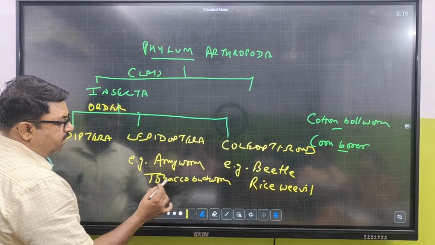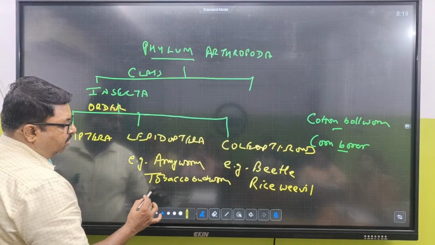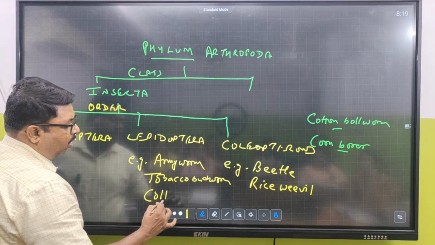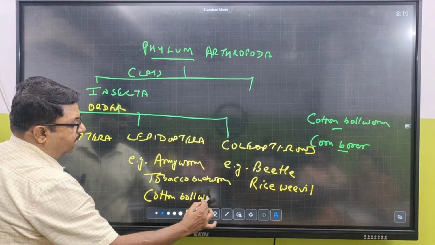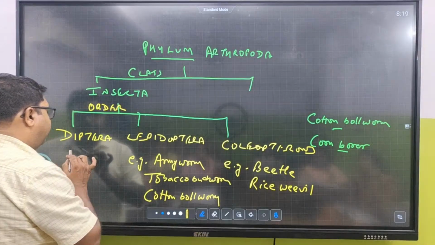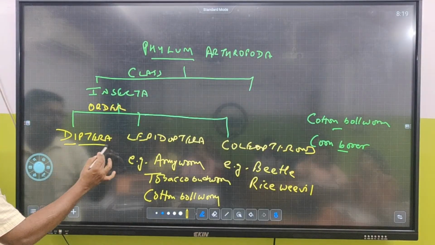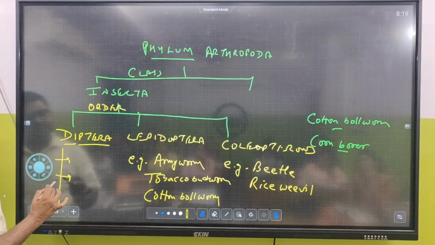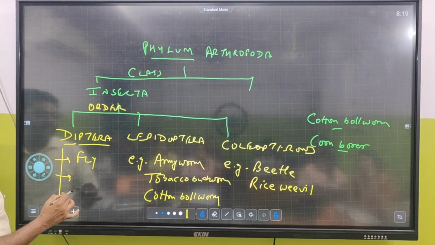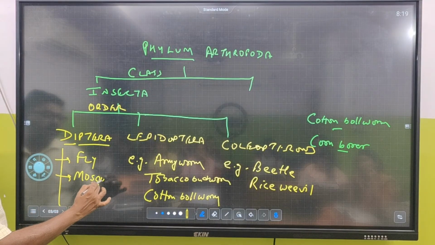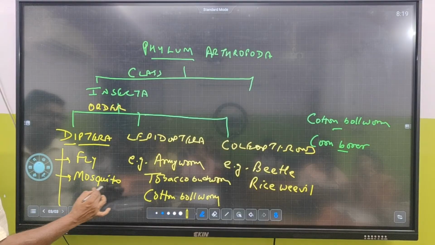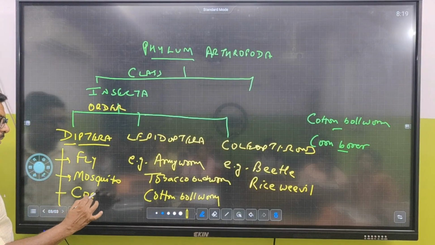And cotton bollworm will also fall under this category. About Diptera, di means what? Two. So they have got two pairs of wings. Examples of them can be fly, mosquito, and other insects like cockroach can also be under this.